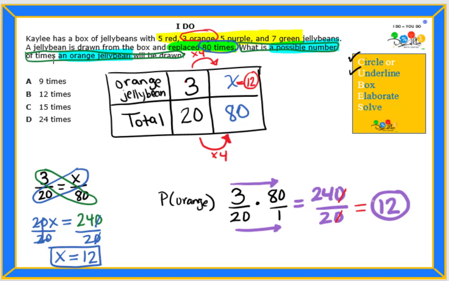So we have 3 different ways. Find the one that's best for you. And it also depends on the problem. In some problems, one way maybe will work better than another. So it is always good to have multiple ways to solve the problem. We solved it 3 different ways, and all 3 times we got 12. So the correct answer for this question, which was what is a possible number of times an orange jelly bean will be drawn, is B, 12.